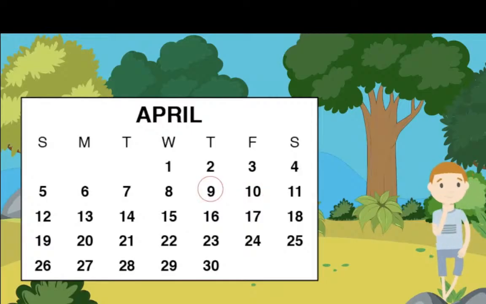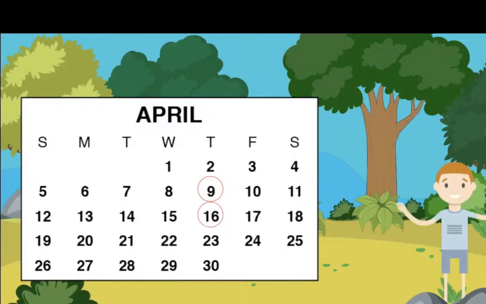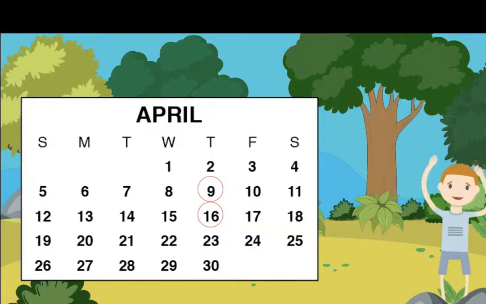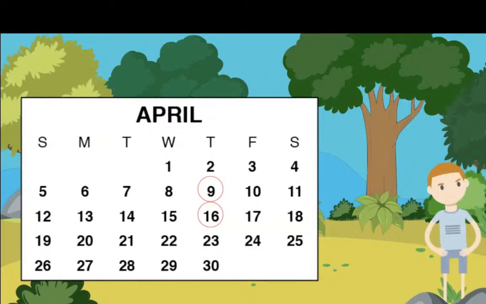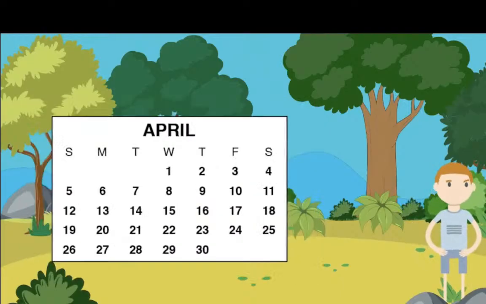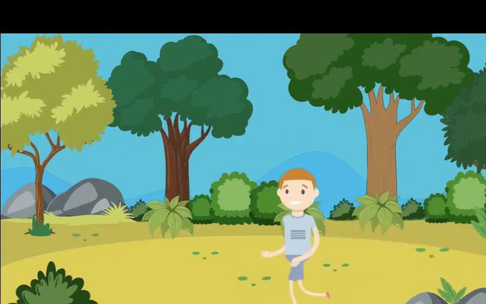What day is exactly 1 week after April 9th? April 16th is 1 week after April 9th. To find the next week, you just move down to the very next row. Follow me back to the classroom to wrap up.